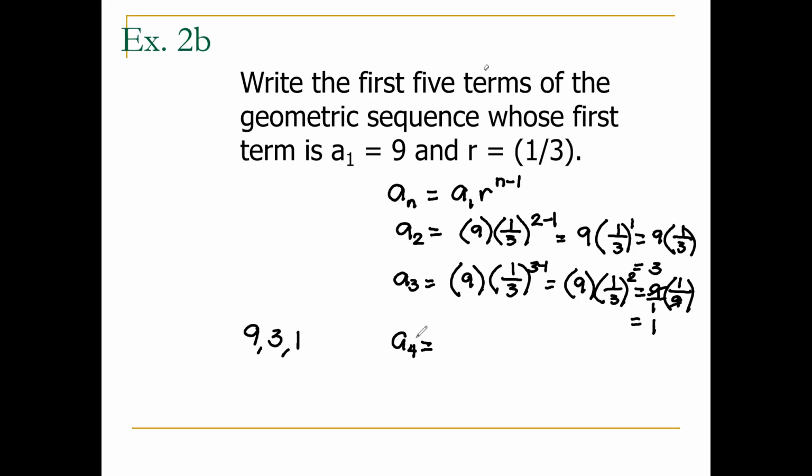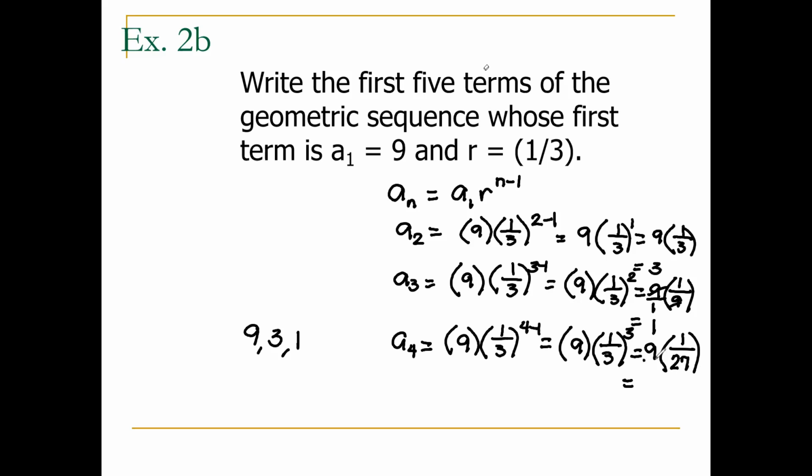Next, the fourth term. The first term is 9 multiplied by r, which is 1/3. Our n now is 4, so 4 minus 1. We will have 9 multiplied by 1/3 raised to 4 minus 1. The answer is 3. Simplify, we will have 9 multiplied by 1 cubed, that is equal to 1, over 3 cubed, that is equal to 27. By the way, 3 cubed means 3 times 3 times 3. So 3 times 3 is 9, times 3 is 27.